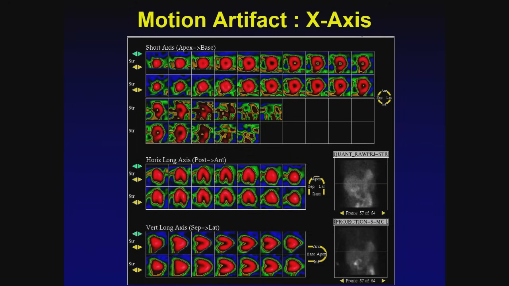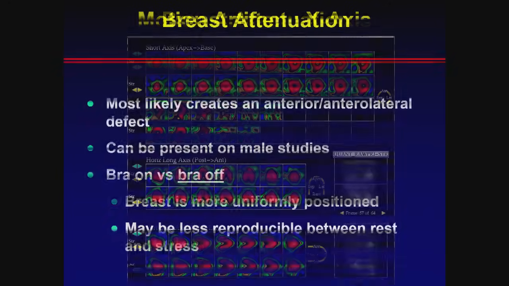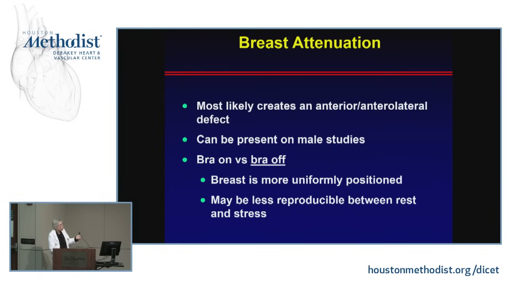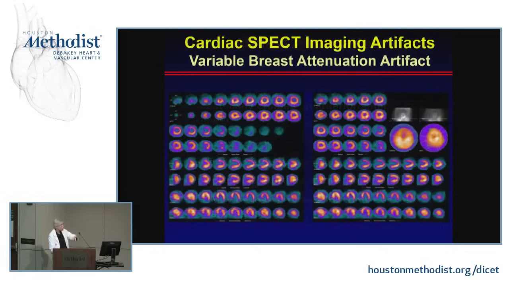What's the second thing you do? You look at the raw data. And it's absolutely incredibly important to always look at your raw image data. Also, with raw image data, you can look for attenuation artifacts. Obviously, breast attenuation is something we deal with quite frequently.